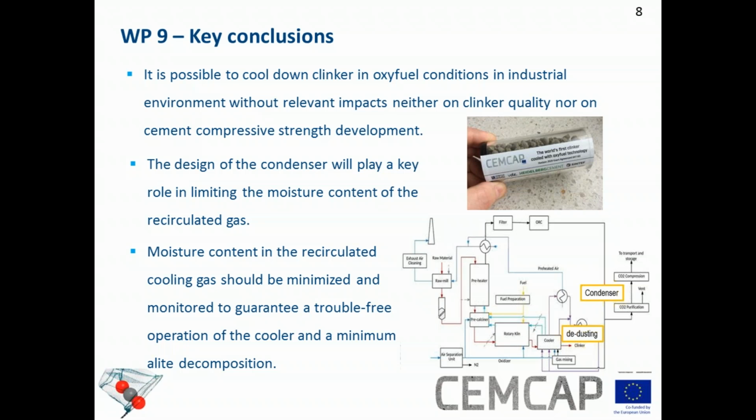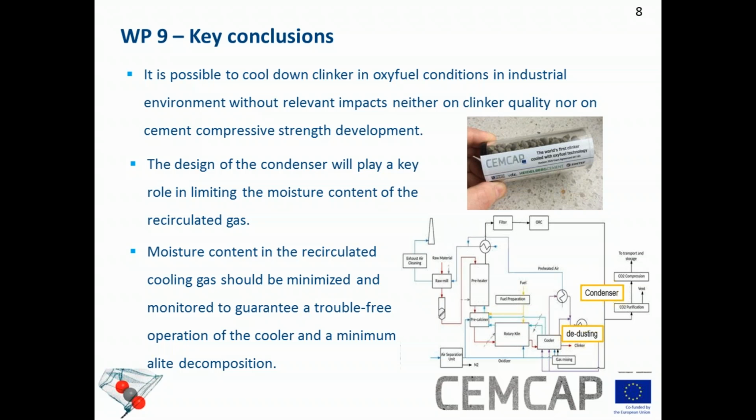Below on the right side, we see a flow diagram that was developed by ECRA within its CCS project. In this flow diagram, we can also see that ECRA predicted the installation of a condenser located upstream from the gas mixer and the cooler. So after this experiment in Hanover, we conclude that the design of the condenser will play a key role in limiting the moisture content of the recirculated gas.